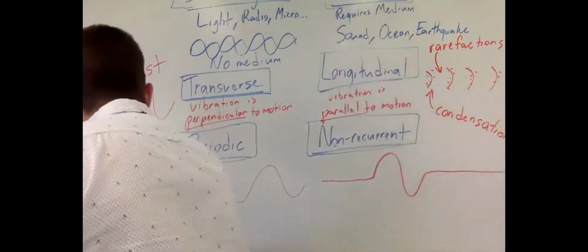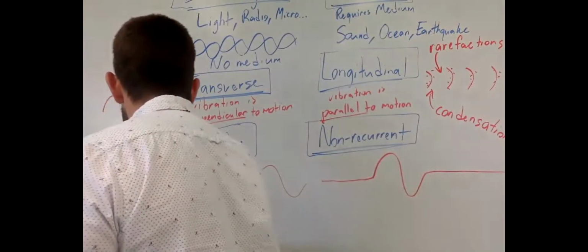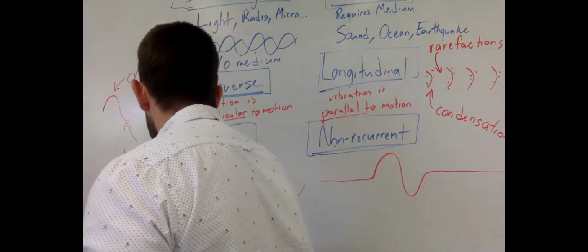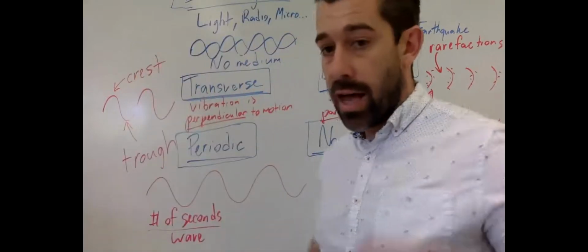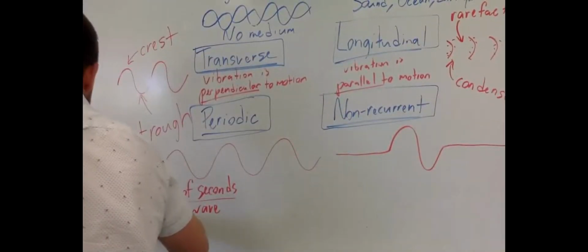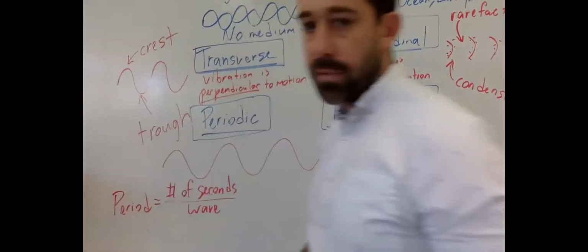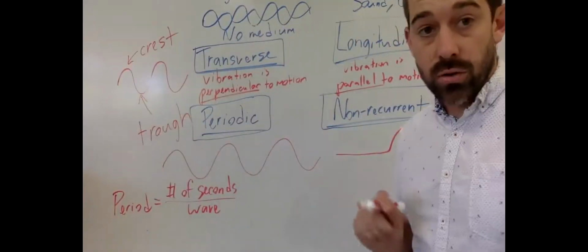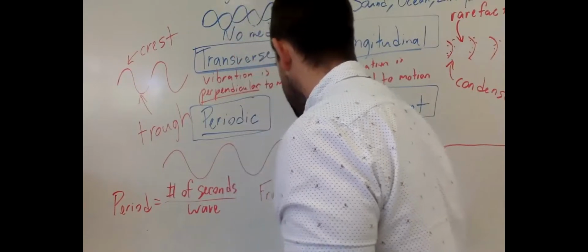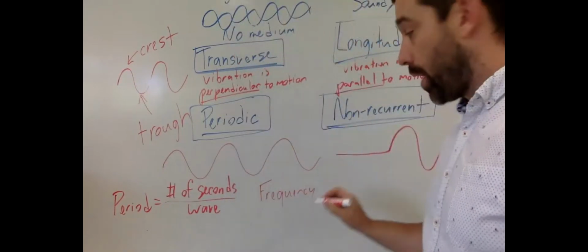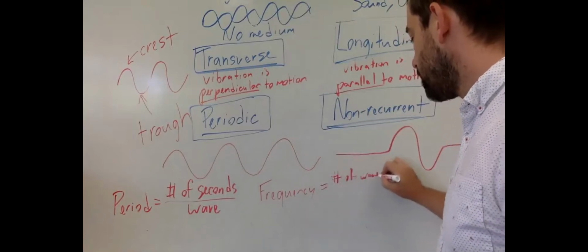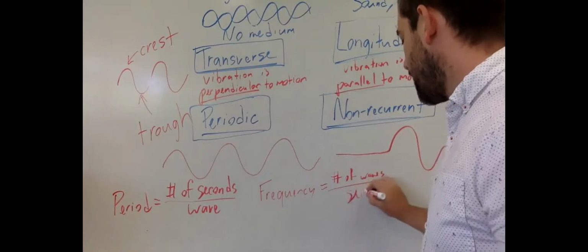So the number of seconds per wave is known as the period of the wave, okay? We often also talk about something called the frequency. Frequency of a wave is the number of waves per second.